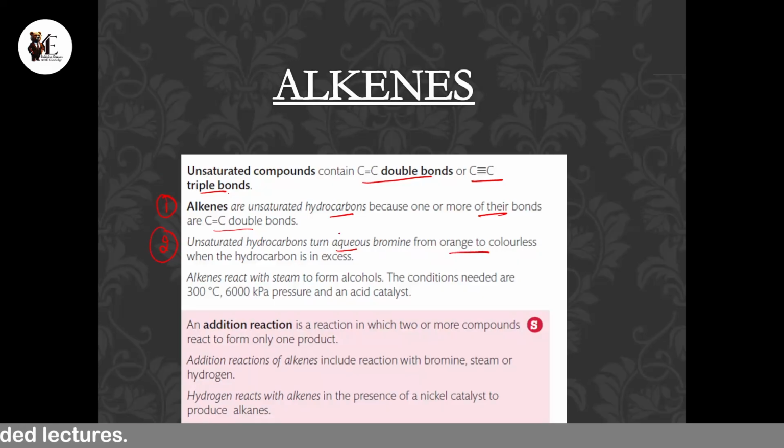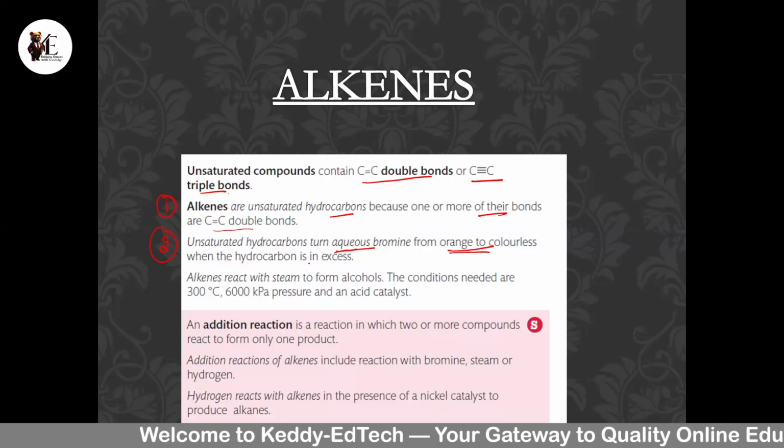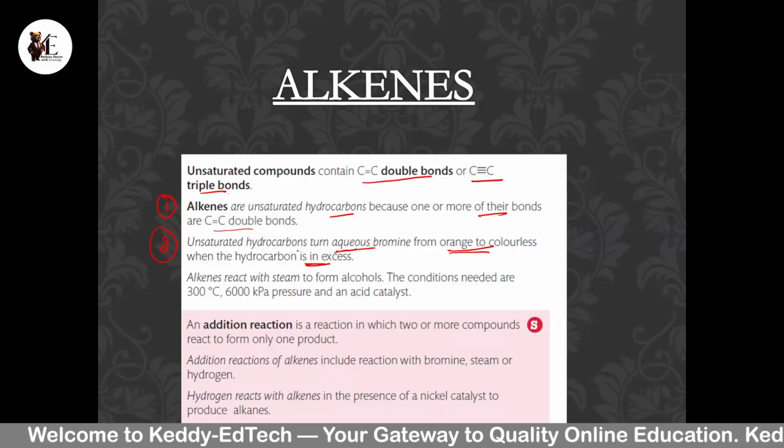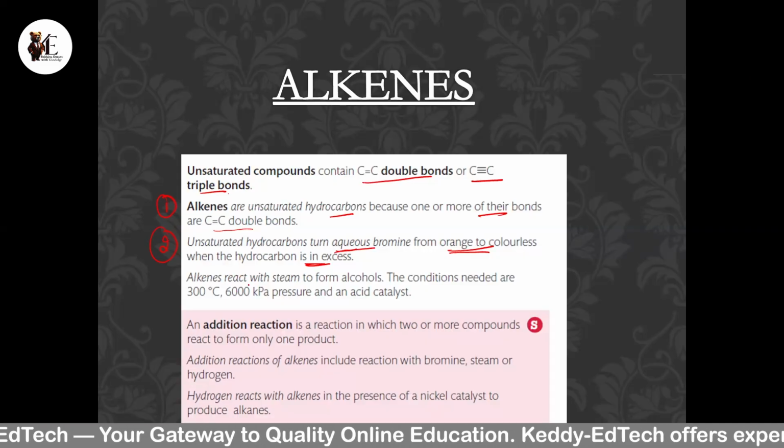First of all, you know what is the color of bromine? Okay, I will go to the previous one after explaining this alkenes part. So, unsaturated hydrocarbons turn aqueous bromine from orange to colorless when the hydrocarbon is in excess. So, if the bromine turns from orange to colorless, you know that there is an alkene present here.